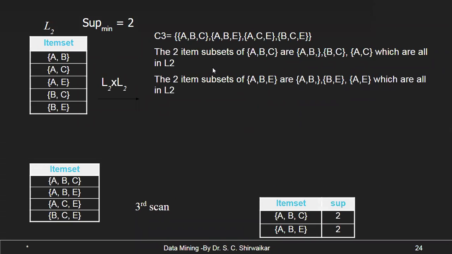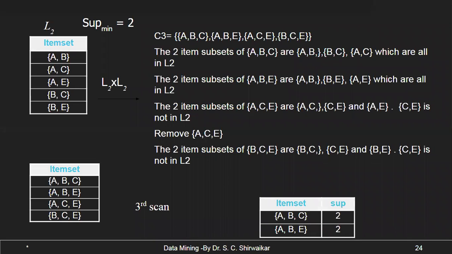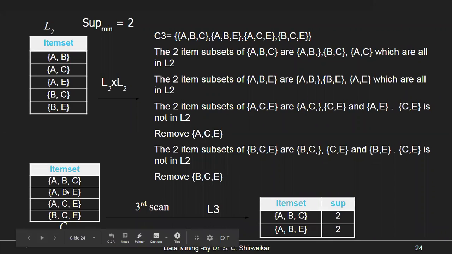ABC consists of AB, BC, and AC, which are all in L2. Again, we have to check ABE also. Now we'll have to check this rule here. Just concentrate on the last values. What is the frequency count of ABC? That is 2. What is the frequency count of ABE? That is 2.